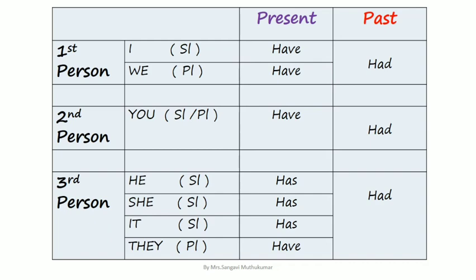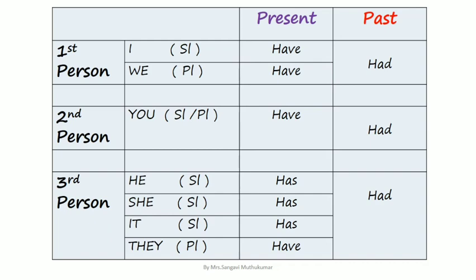Next, second person, you. So you can be referred to as singular and also as plural. Even if there is one person, we will mention him as you. Even if there is a group of persons, we will mention them as you. So it can be used in singular and plural form.